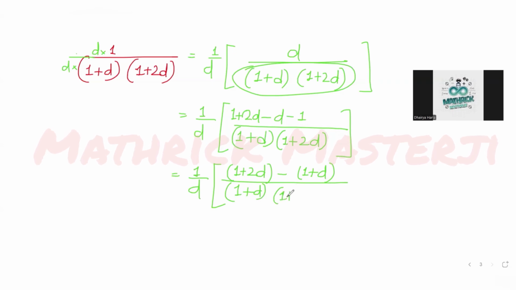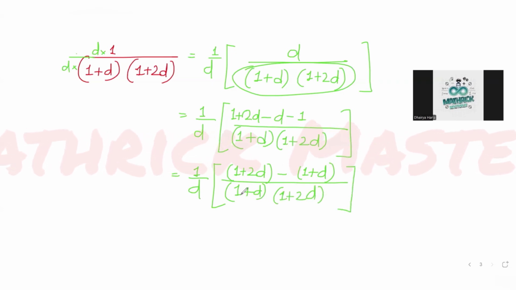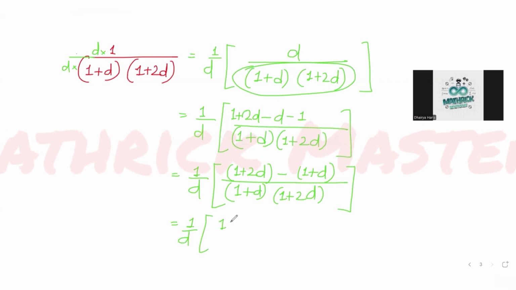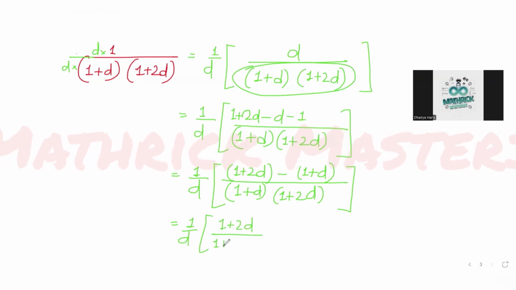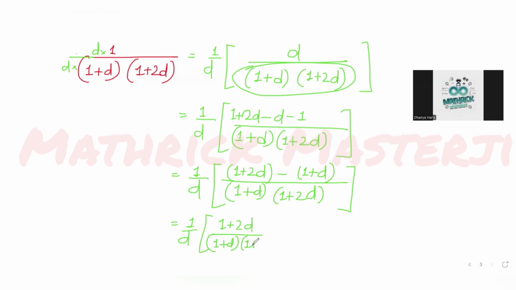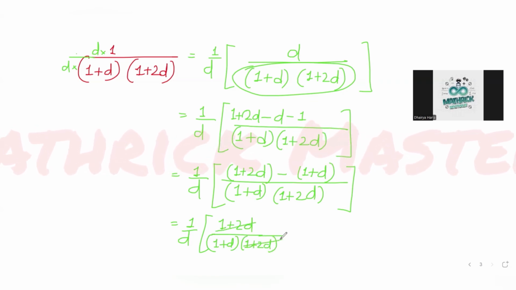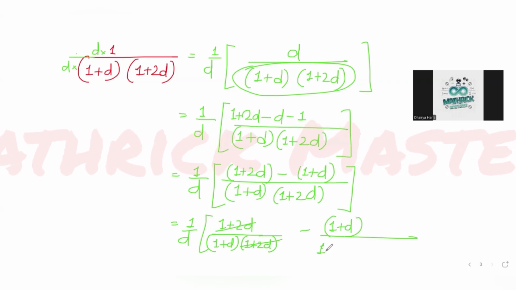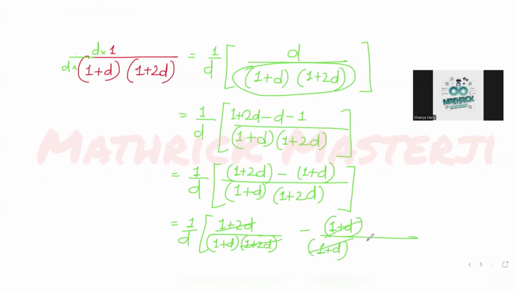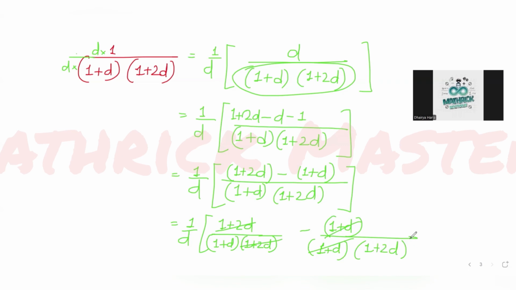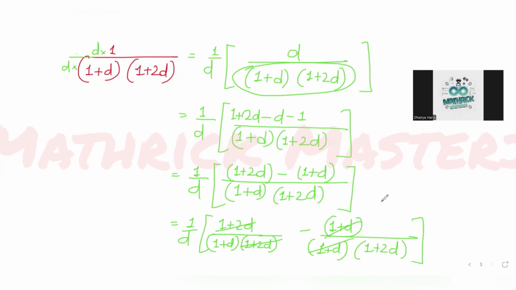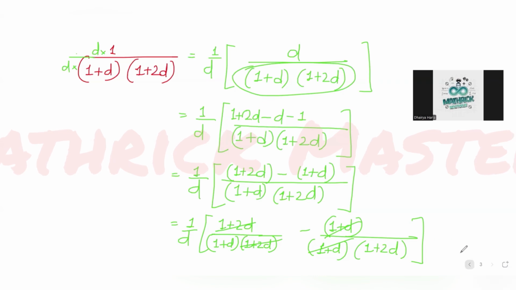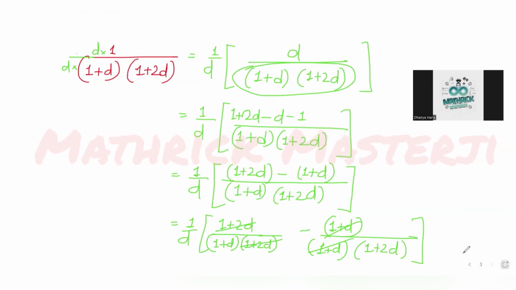And that denominator I have here with me, I'll separate that denominator with both the terms. So I get 1 over d, (1 plus 2d) over (1 plus d) times (1 plus 2d), so this cancels, minus (1 plus d) over (1 plus d) times (1 plus 2d). So I get from here also 1 over d, 1 over 1 plus d minus 1 over 1 plus 2d. So I get all these terms.